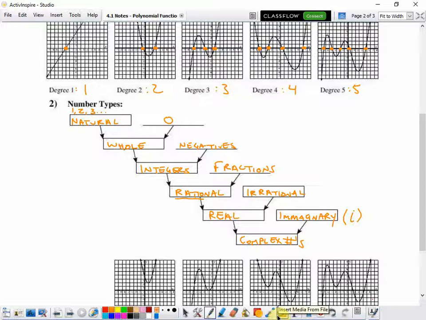Roots can be real. In this case, we've got 2 real roots. However, if this was shifted up so that the vertex just touched the x-axis, we would have 1 real root. But there would still be another one. With degree 2, that means there still is another root. Or if it's shifted up like this, we have no real roots because it doesn't cross the x-axis at all. So we would have 2 imaginary roots.